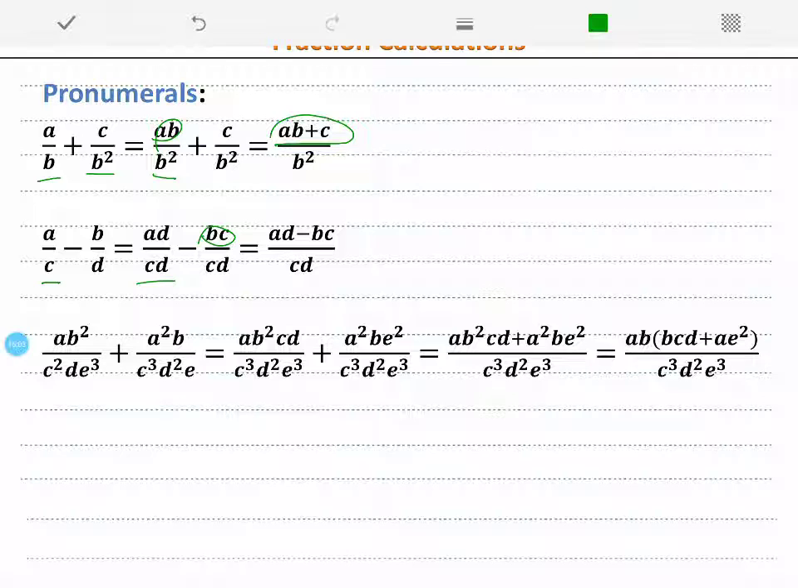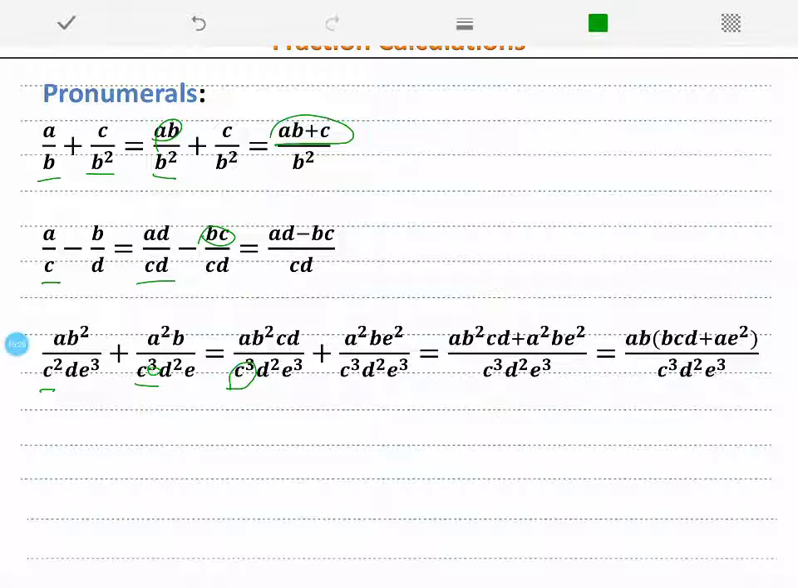The highest power for c here: c squared is in the first denominator, c cubed in the second denominator. Then the highest one is 3, so c cubed would be the highest order. c cubed would be one part of the common multiple, so you write c cubed here.